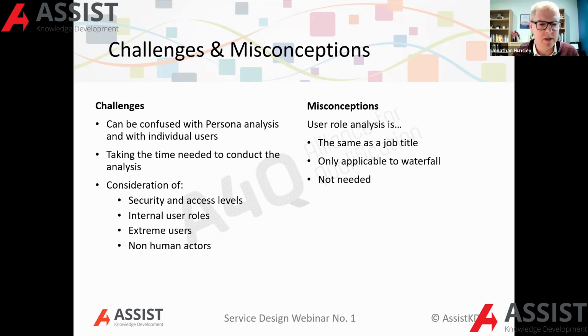And then the other big misconception that I'd suggest is that this isn't needed. This is absolutely needed. If you're working from a backlog of user stories and you miss a user role, you're going to miss a whole tranche of user stories for that user role. And therefore, you're going to have some fairly disgruntled stakeholders or the potential for disgruntled stakeholders. So that's our first technique.